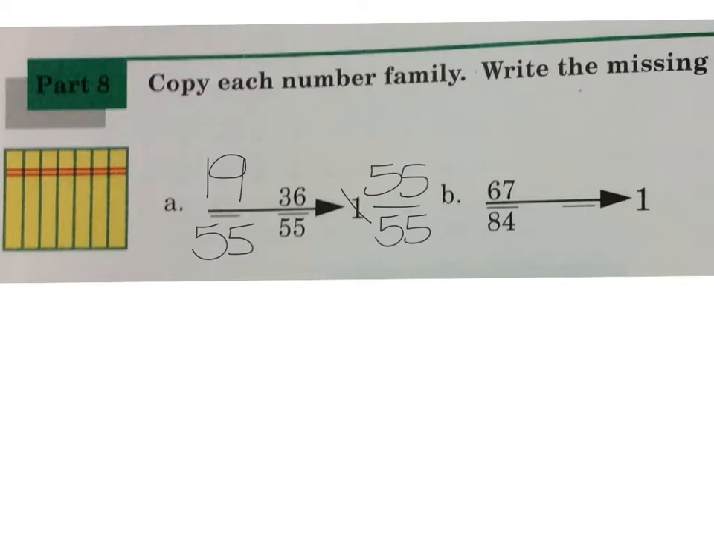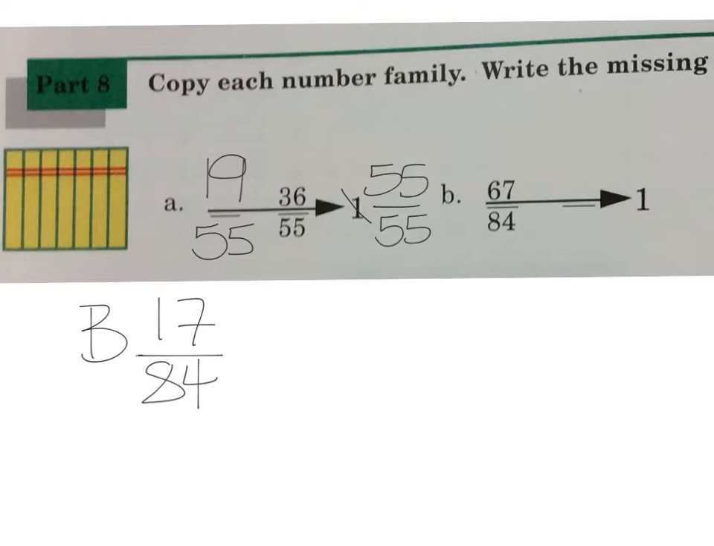Okay? The number that you should have for B, the one that you should have right here, is 17/84. So if you didn't get 17/84, go back to check to make sure that the fraction you wrote for number 1 is correct, and make sure that your subtraction here was correct.